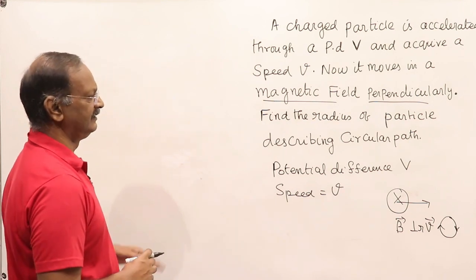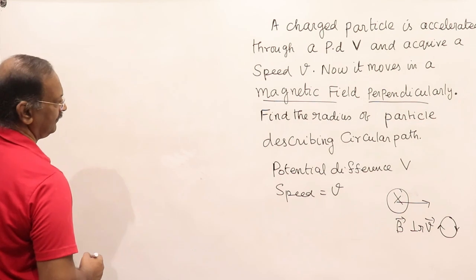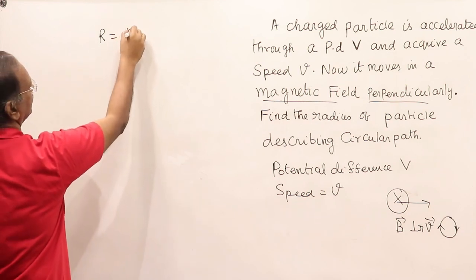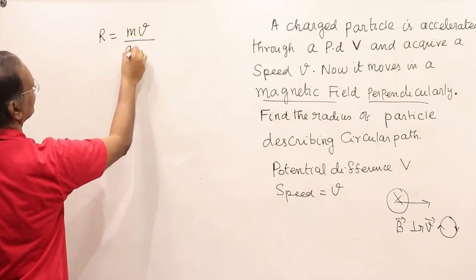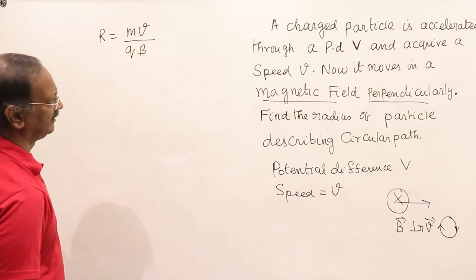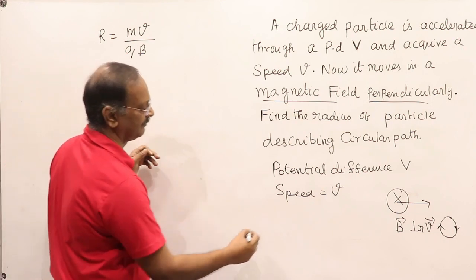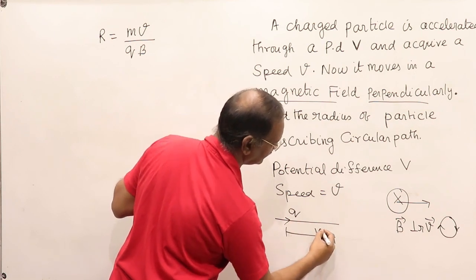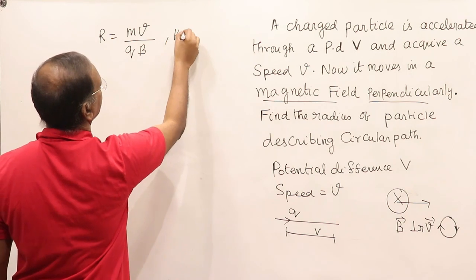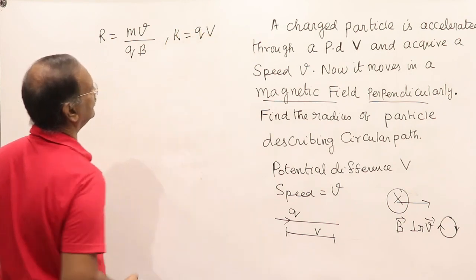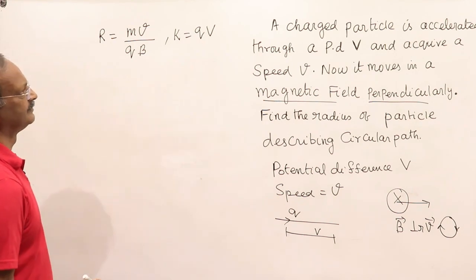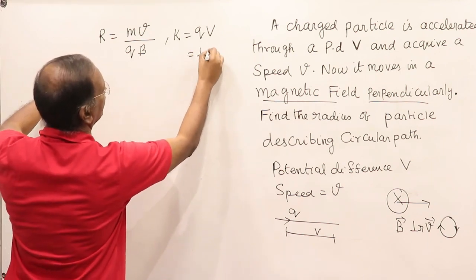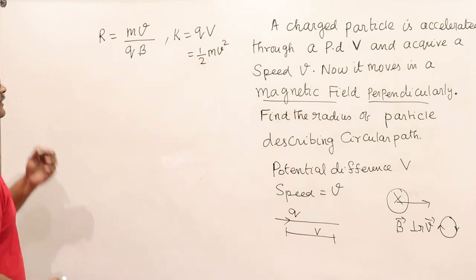Find the radius of the particle describing the circular path. We know the radius of the circular path is the mass of the particle into its velocity divided by its charge into B. Now, when a charged particle is accelerated through a potential difference, its kinetic energy is equal to Q into capital V, charge into potential difference. Kinetic energy can also be written as half m v square. We have to find out its radius.